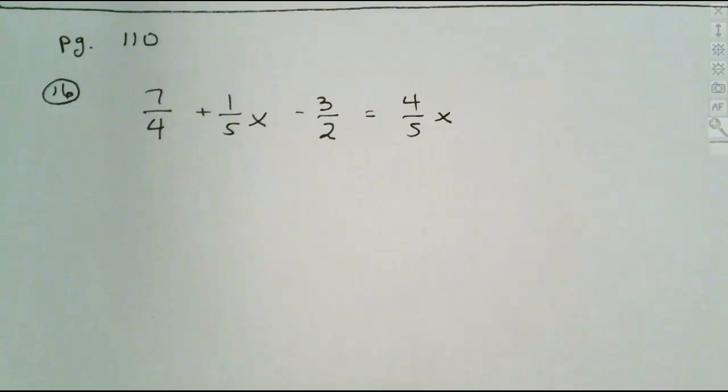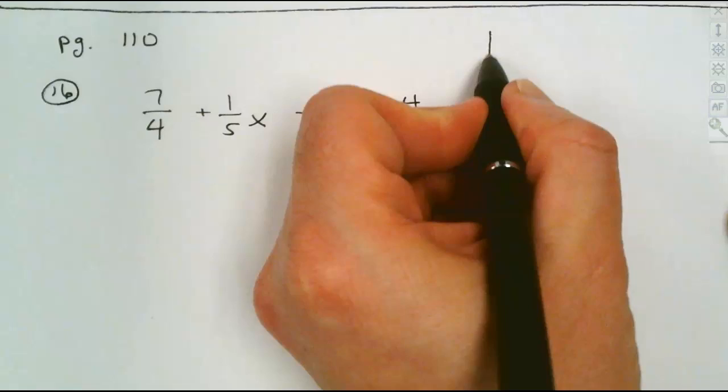This problem is not going to be difficult to solve. It looks intimidating because of the fractions. We're just going to get rid of the fractions. And how do we get rid of the fractions? Well, we get rid of the fractions by looking at the least common denominator.